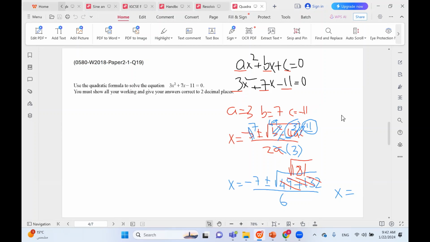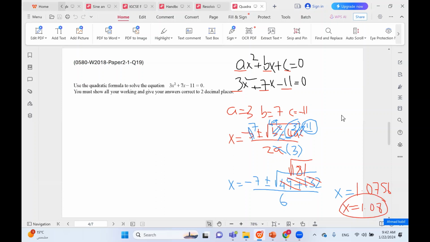And like I said, don't just write divided by 6 on the calculator. I would suggest you just press equal first, and then you divide by 6. And this gives us a positive solution of 1.0756. So x is equal to 1.08. This is the final answer.